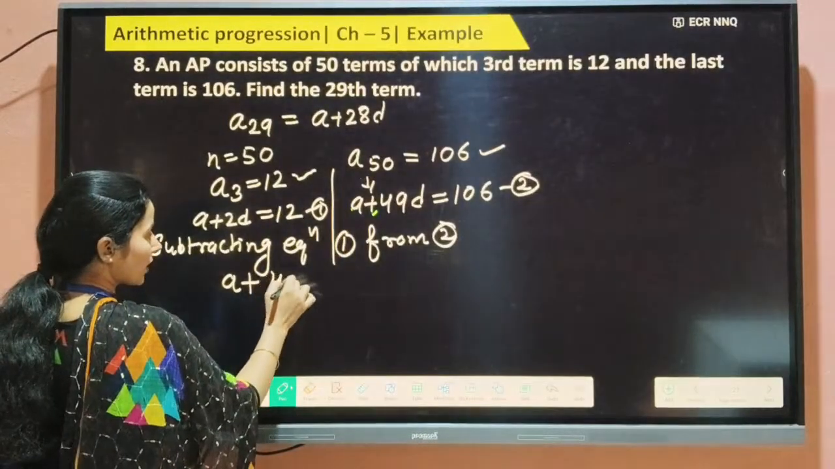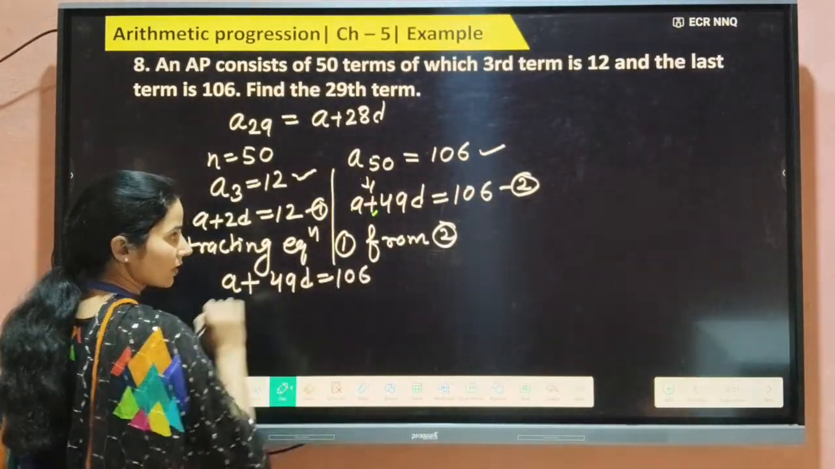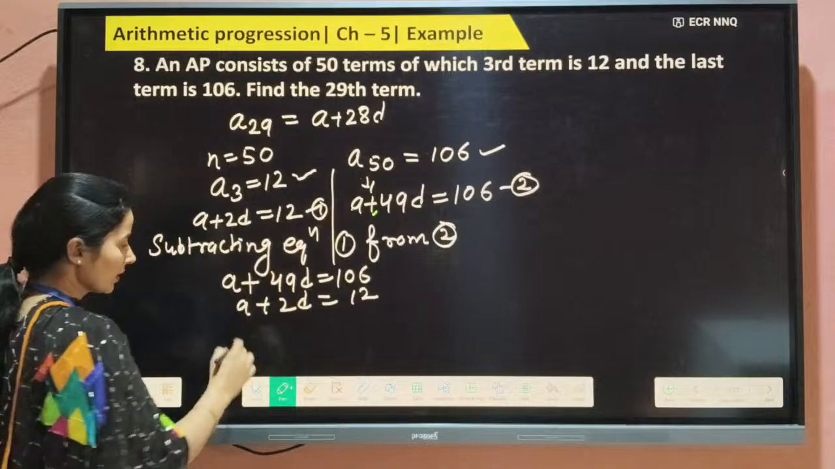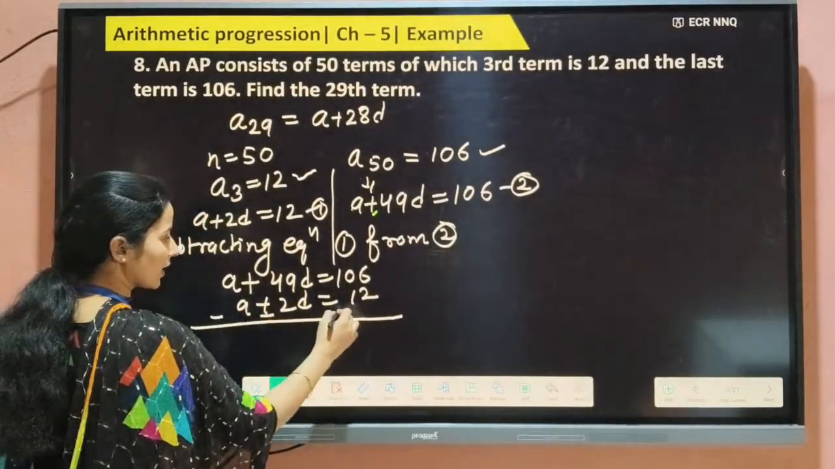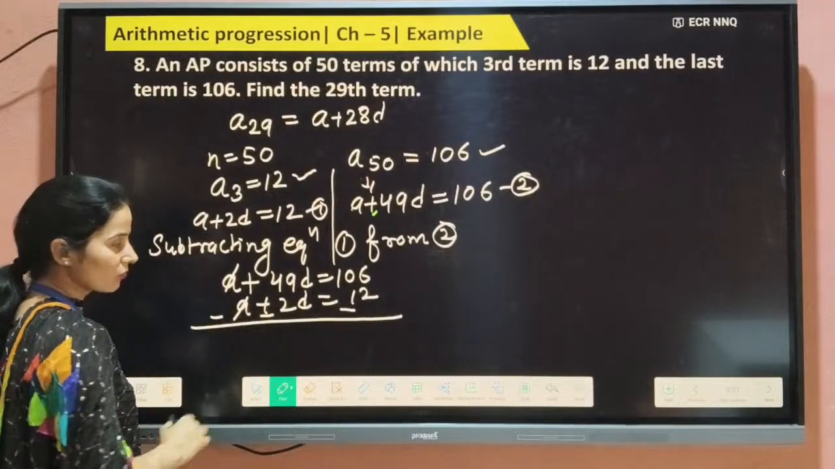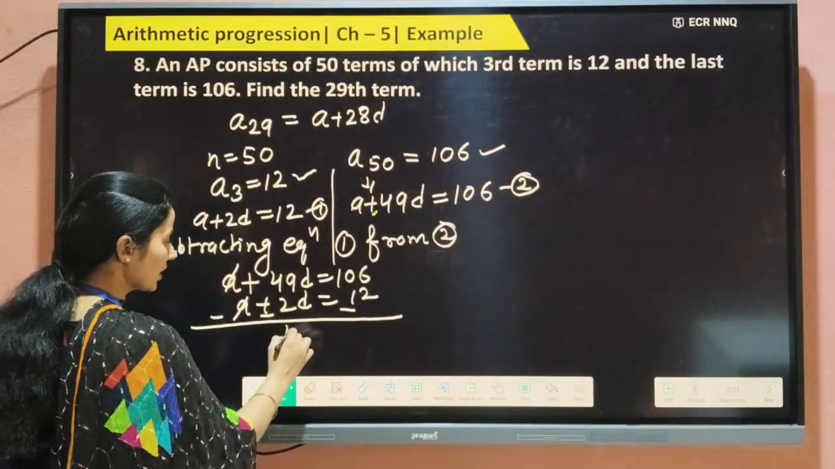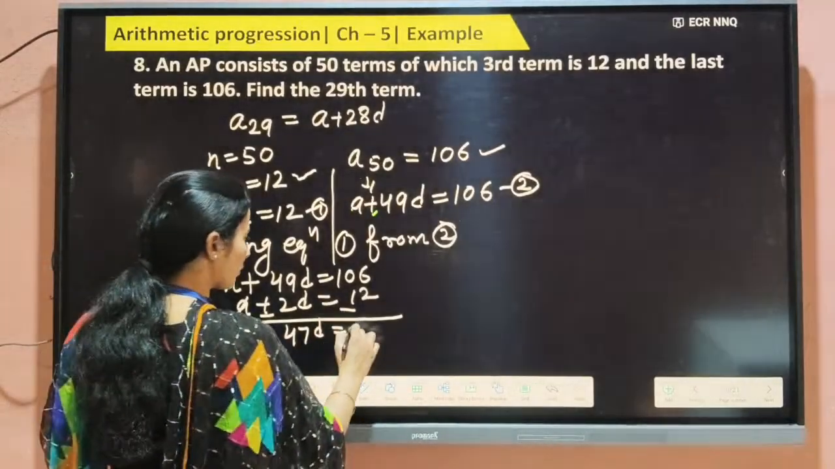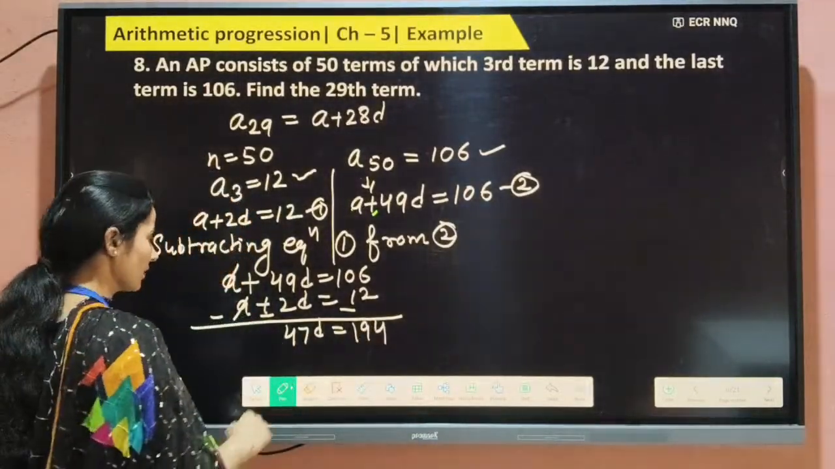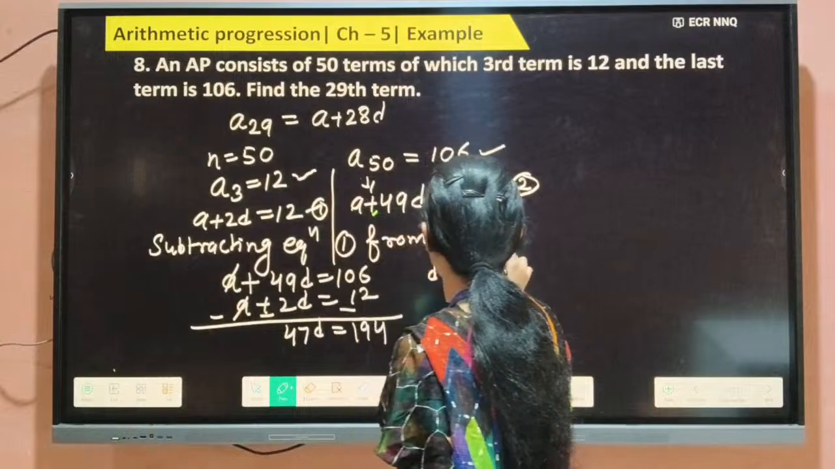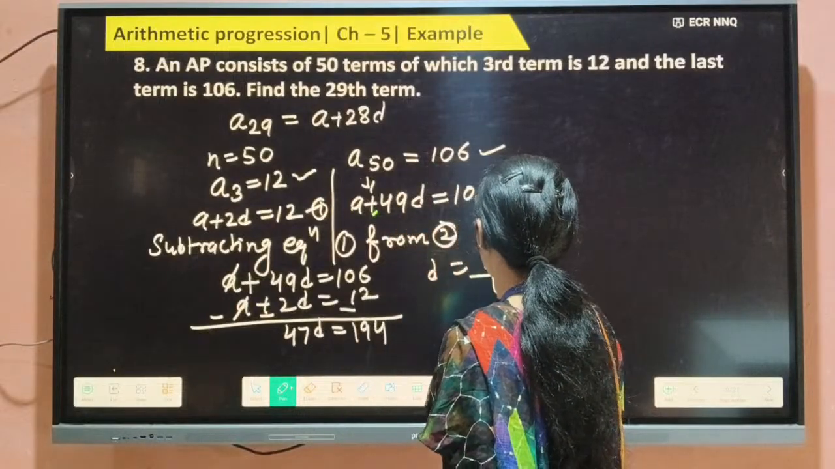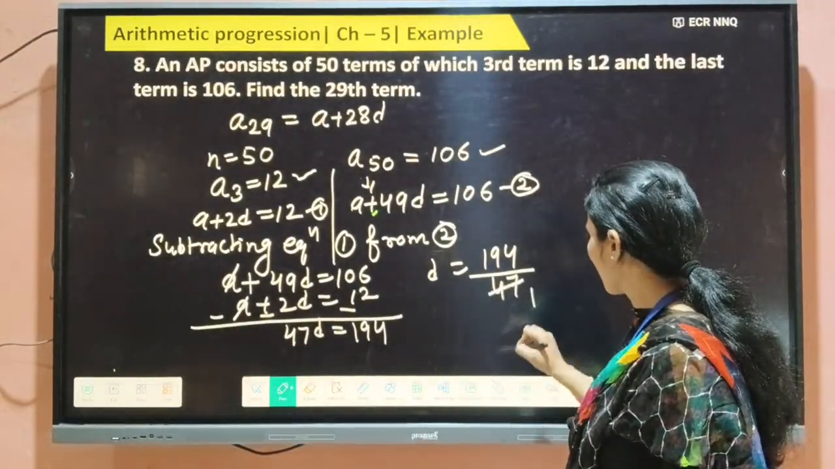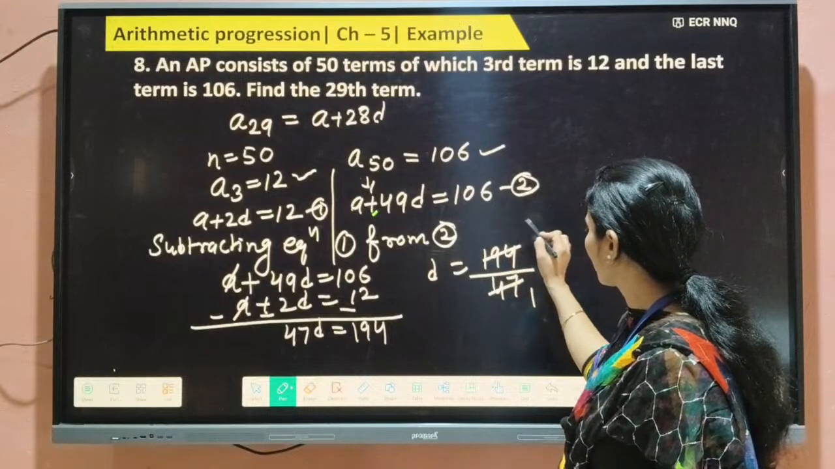So A plus 49D equals 106 and A plus 2D equals 12. We need to subtract, so we change the sign of this equation. A to A will be cancelled. 49 minus 2 is equal to 47D, and 106 minus 12 you will write 94. So D value is 94 by 47. 47 twos are 94.